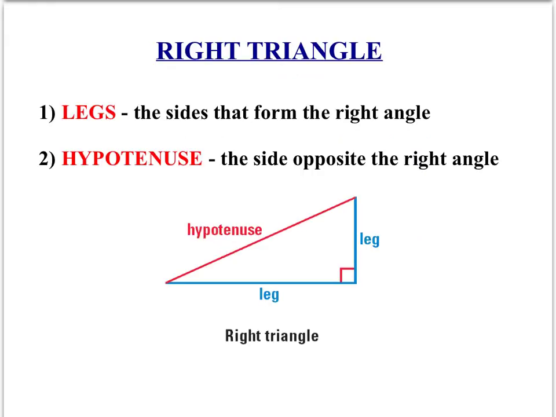Okay, so if we're looking at right triangles, there's two components I really want us to get to know. We have legs and we have the hypotenuse. When we try to identify the hypotenuse of a triangle, you always want to look at whatever side is opposite of the right angle. And then after that, your legs are just the other two sides of the triangle. So when we're looking at a right triangle, we have legs and we have a hypotenuse. Okay.